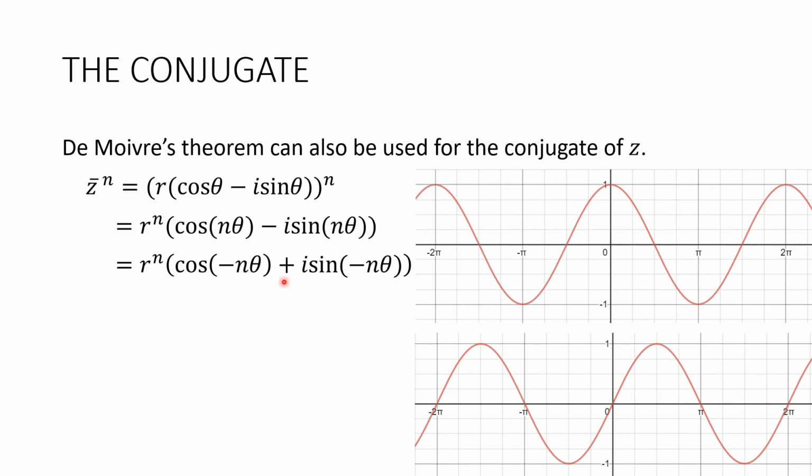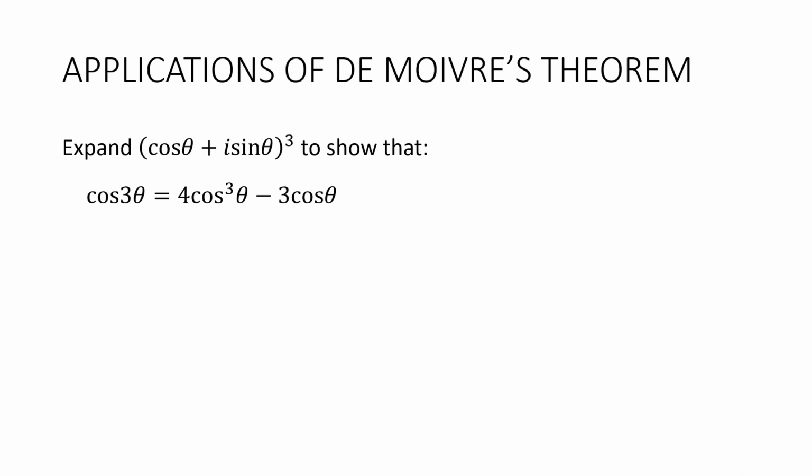And that's going to put it into cis form for me. So it's equal to r to the n cis of negative n theta. Okay, we're going to move on to the harder applications of de Moivre's theorem. Expand (cos theta plus i sine theta) all cubed to show that cos 3 theta is equal to 4 cos cubed theta minus 3 cos theta.